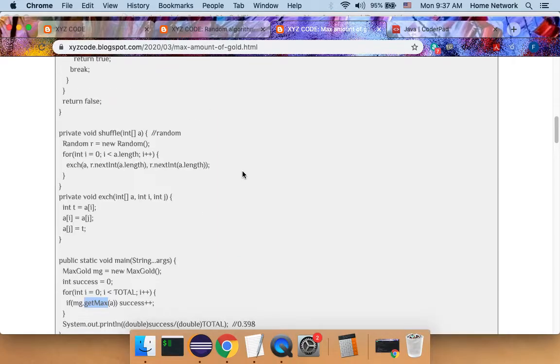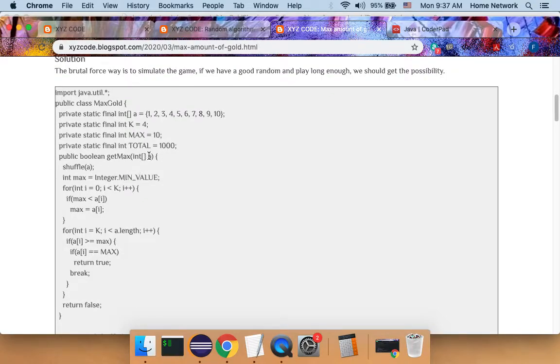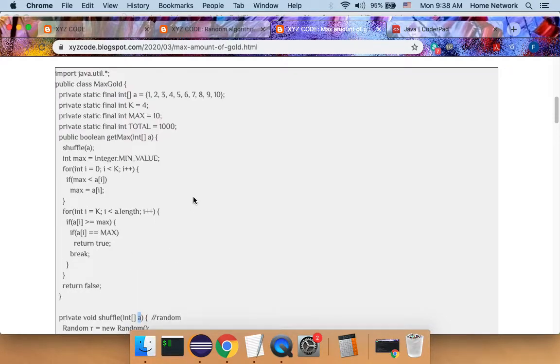And let's see how this get max is written. So here we pass in an array. The array is this one. Then we shuffle it. We make sure the array is random enough so that each time we play a different game. The shuffle is implemented this way. We randomly pick 2 indexes and we swap their values. We do that 10 times. Then our array will be random enough.